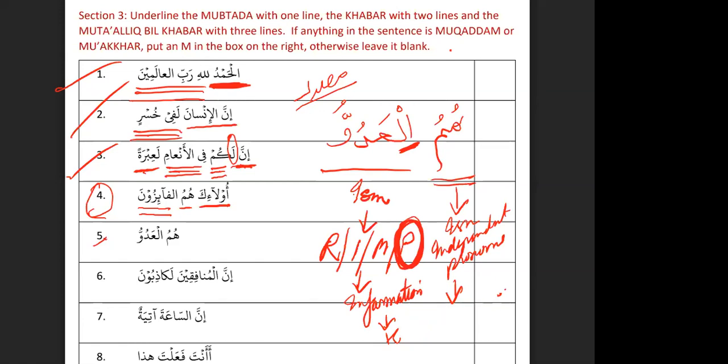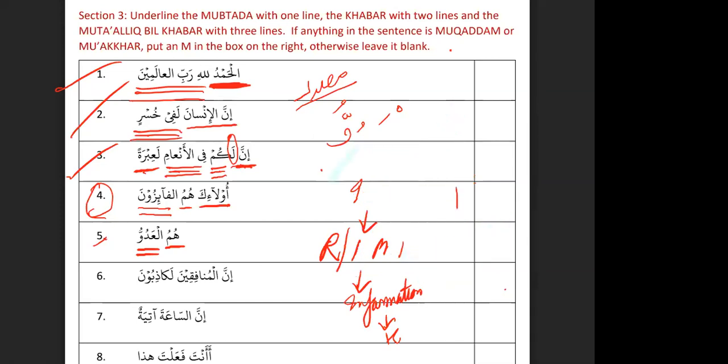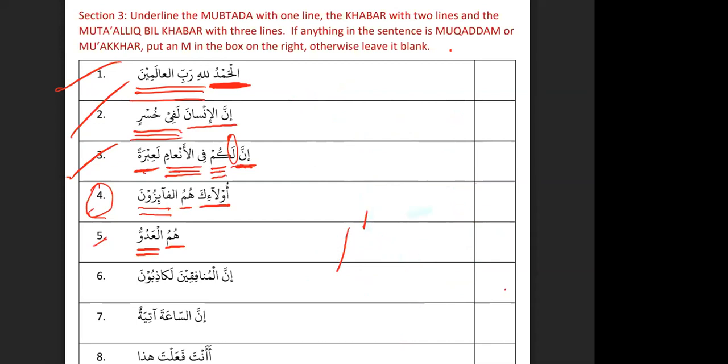Okay, so hum is your mubtada. So 1 line under hum, and al adu will have how many lines? 2 lines. This is clear? Yeah, alhamdulillah. Okay. Number 6. Innal munafiqina lakadibun.